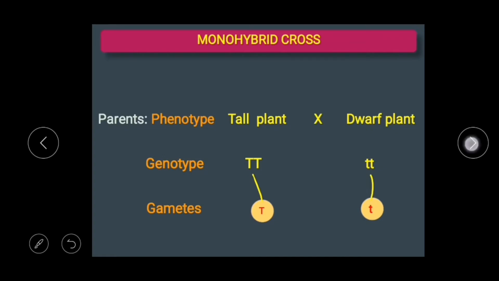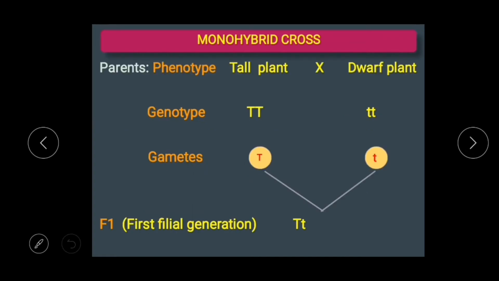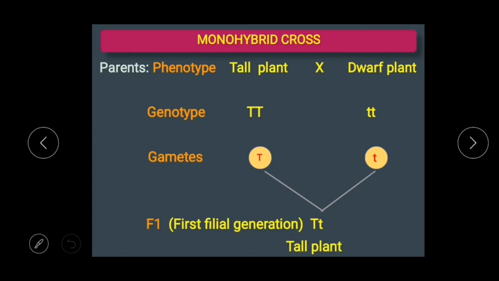Then you have to find out the F1. That is F1 is first filial generation. Here see the capital T and small t form capital T small t. Capital T small t is genotype and its phenotype is tall plant. This F1 plant is tall. Okay. Here we cross tall plant with a dwarf plant. The genotype is capital T. The dwarf plant genotype is small t. Gamete is capital T. Here gamete is small t. Then capital T and small t are crossed to form a tall plant, that is F1 plant.